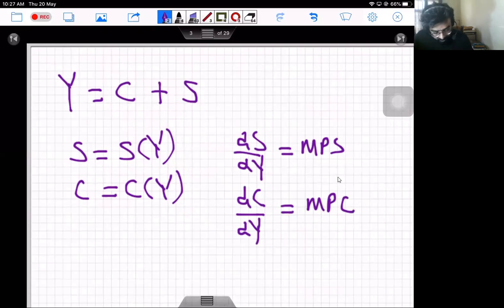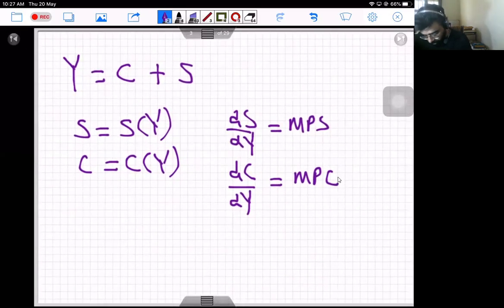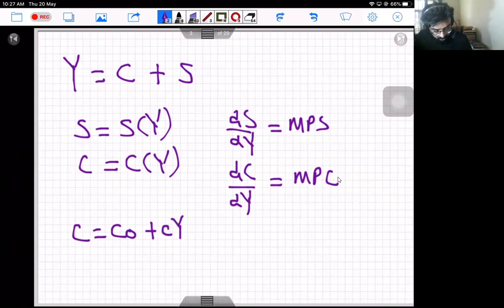All right. Let's assume that we have consumption as a function of income in this way. Consumption is equal to C naught plus C times Y. This C is a small c and this is a capital Y. So C naught is basically just a constant term and C naught is greater than zero.